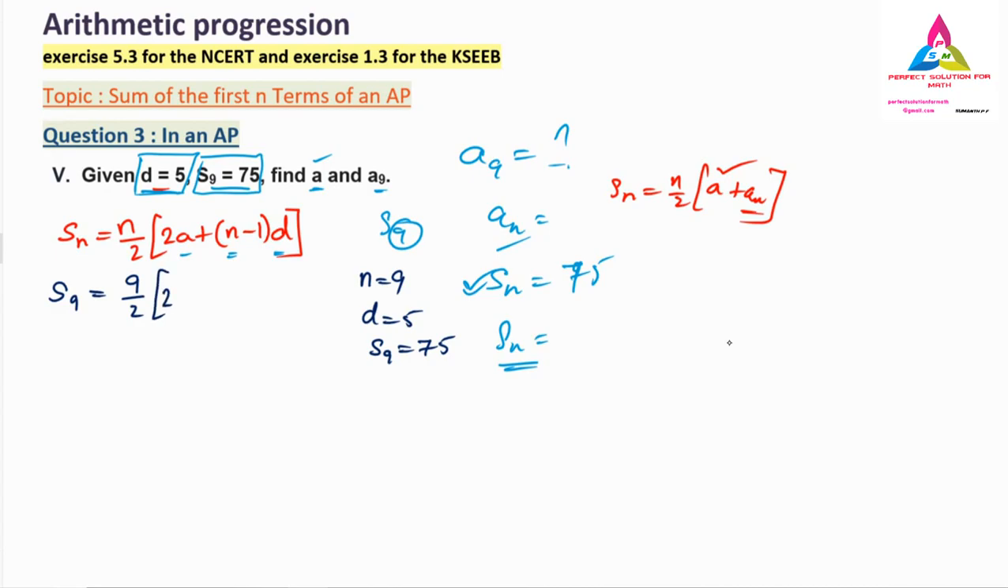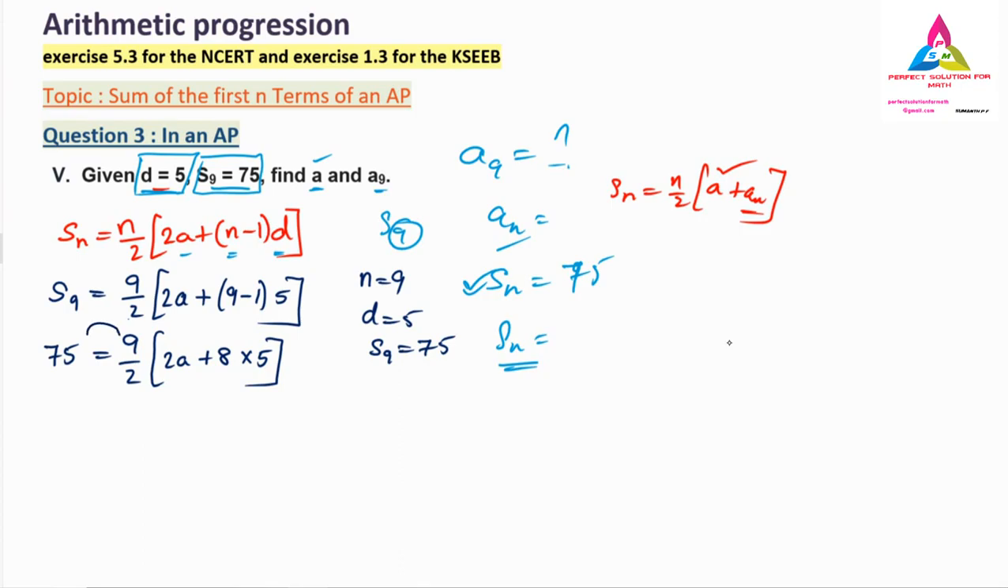Next, 2 into a, because the a value, the first term value, we don't know. n value is 9 minus 1 into d value is 5. Next we can't cancel 2 and 9 here, because one is odd and one is even number. So we will keep it as it is. So 9 by 2 as it is into 2a plus 9 minus 1 is 8, 8 into 5. So what is the S9 value? That is nothing but 75. That we can write down. Now what we have to do?